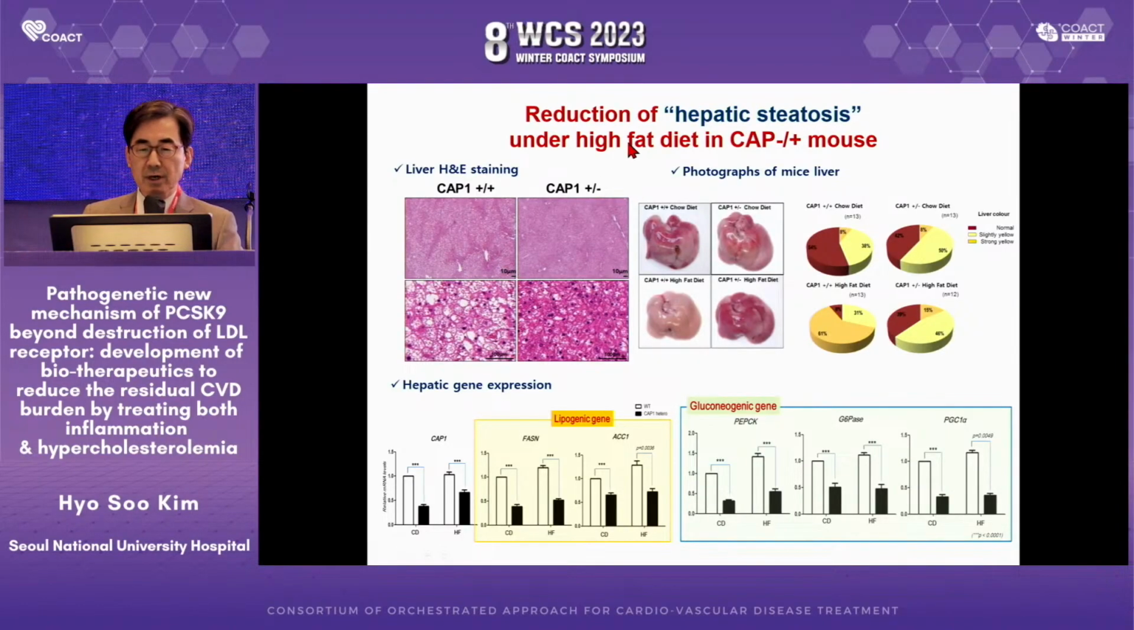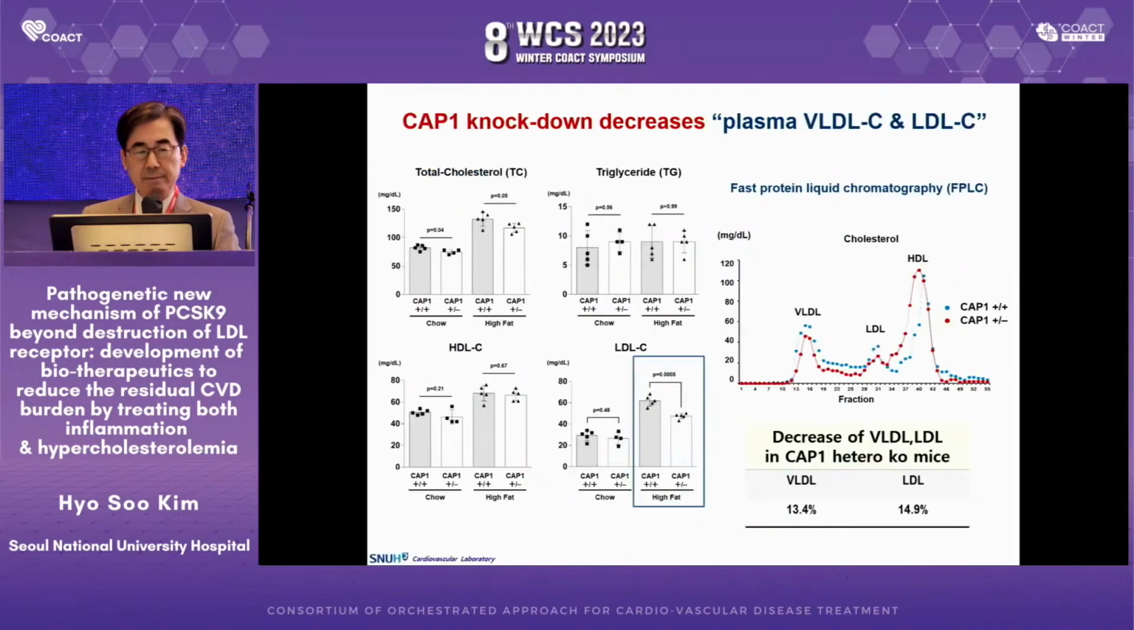The second phenotype is reduction of hepatic steatosis under high-fat diet in heterozygous knockdown mice. Here the wild type fatty liver, like foie gras, is significantly reduced in CAP1 heterozygous knockdown mice. Lipogenic genes and gluconeogenesis genes are turned down. We also summarized in the paper that the resistin-CAP1 axis is a very important pathophysiology to induce NASH, hepatic steatosis, and liver cirrhosis. The third phenotype is also very interesting: reduction of LDL-C by 15% in heterozygous knockdown mice.